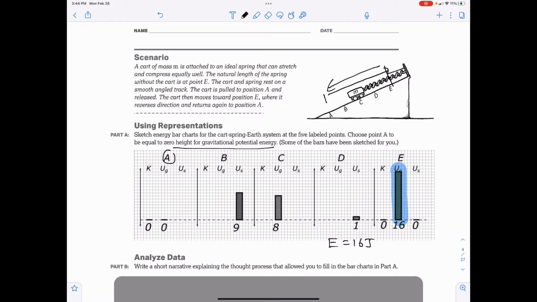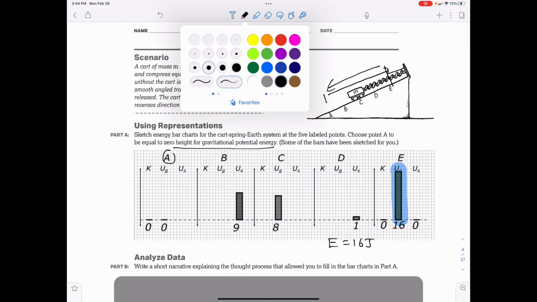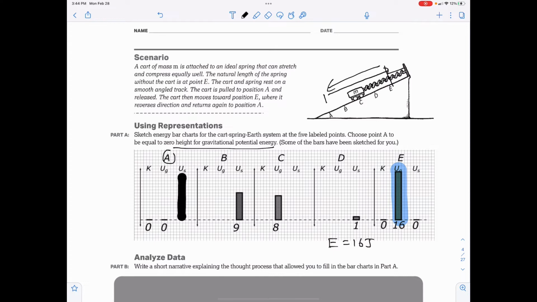Okay, so in every single case, we have to make sure that it all adds up to 16 joules. Right now, we have 0 and 0, so what that tells us is we need to add this up all the way to the top to 16 joules. I'll make this a little thicker. There we go. Okay, so we have 16 joules right there.